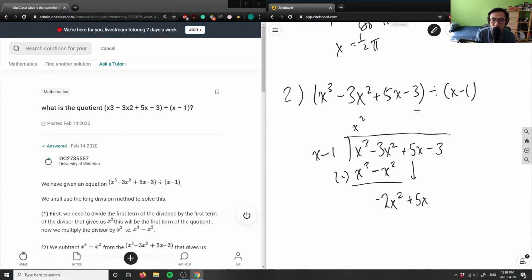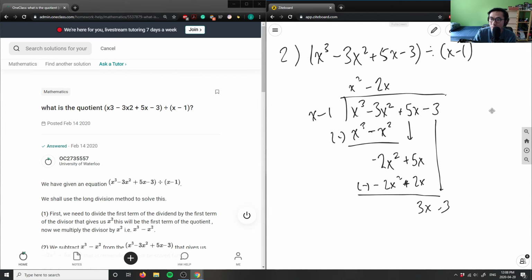Now I'm doing the operation x times what equals negative 2x squared. I'm going to need negative 2x to fulfill this condition. So negative 2x times x is negative 2x squared. And then negative 2x times negative 1 is positive 2x, right? Subtract those together. Negative 2x squared minus negative 2x squared would simply be 0, so that cancels out. And 5 minus 2 is 3x, right? So 3x, I bring down the negative 3 here.